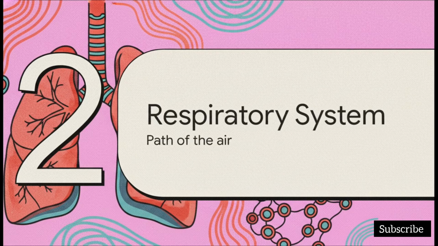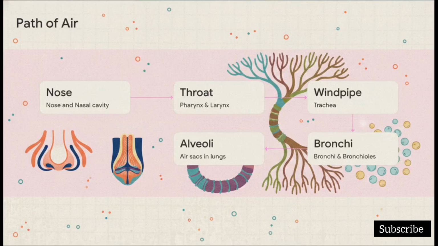Section 2. The human respiratory system. Quick tip from me, definitely practice drawing and labeling this system because it shows up on board exams all the time. So, what's the actual path of the air when you take a deep breath? It enters through your nose or nostrils, travels into the nasal cavity, moves down through the pharynx, passes the larynx, that's your voice box, and heads down the trachea, which is the windpipe. From the trachea, it splits off into the bronchi, branches out even further into tiny tubes called bronchioles, and finally ends up in the alveoli inside the lungs.